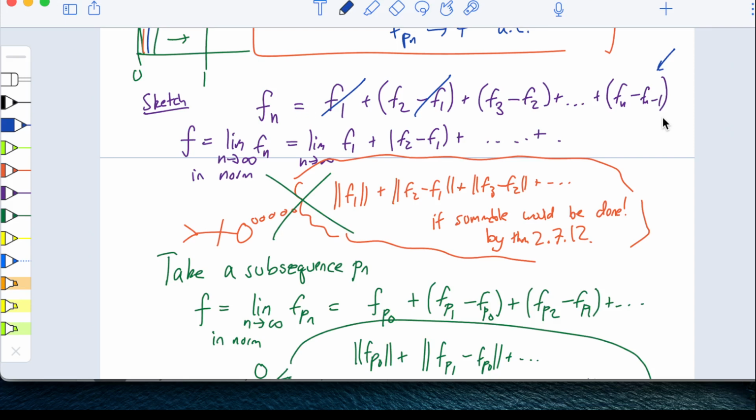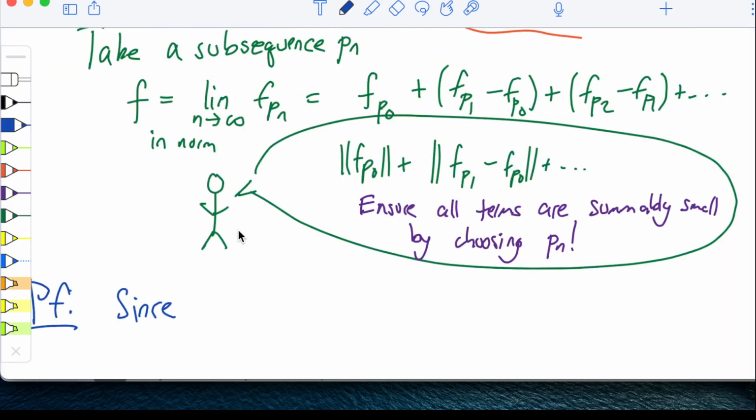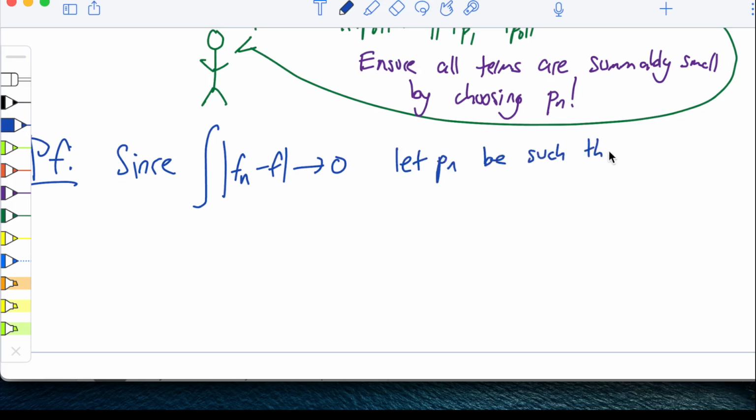Other questions? Okay, so here's the actual proof. And here's what we do. Since the integral of Fn minus f goes to 0, let Pn be such that the integral of Fpn minus f is less than 1 over 2 to the n.